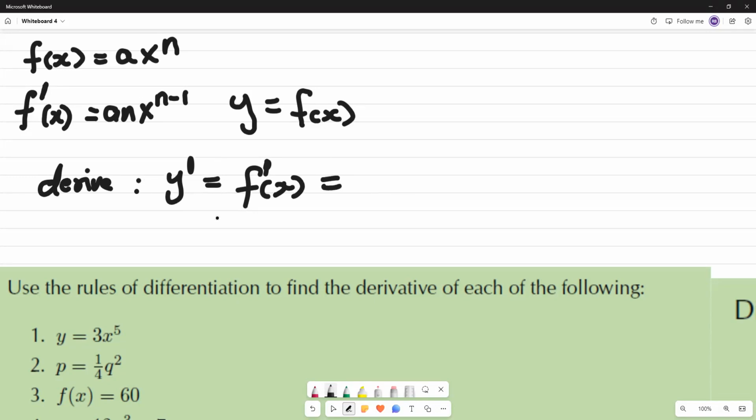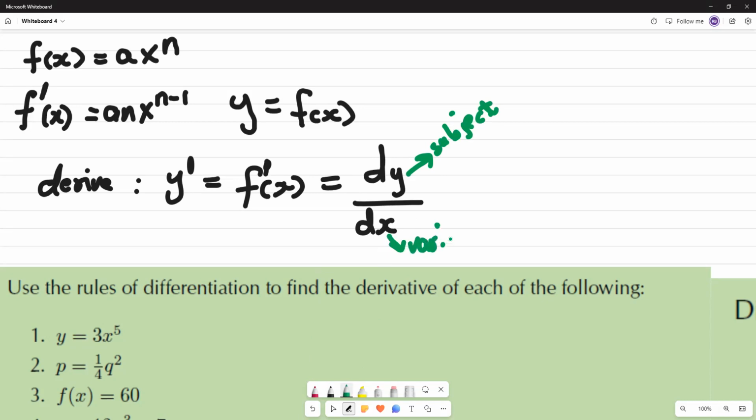Perfect. Then there are other forms that we can write this. We can say dy over dx. This means that we are looking for the derivative of y with respect to x. So what it simply means is that y is the subject of the formula. Y is the subject, and then x is your variable. It's your variable. Perfect. Or they can say d of f of x over dx. Here they just mean that f of x is your subject of the formula and x is the variable, right?